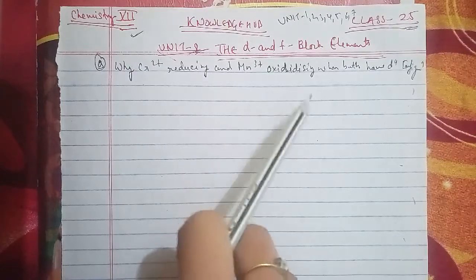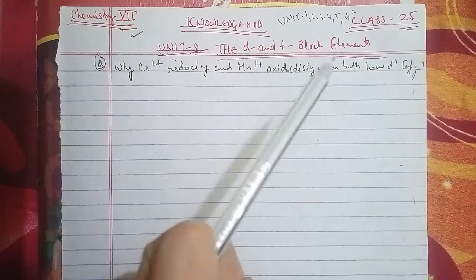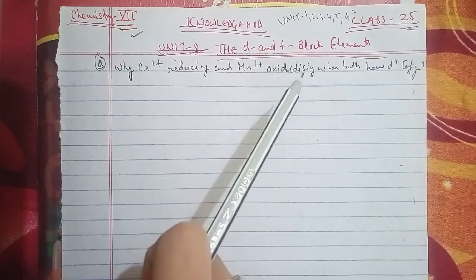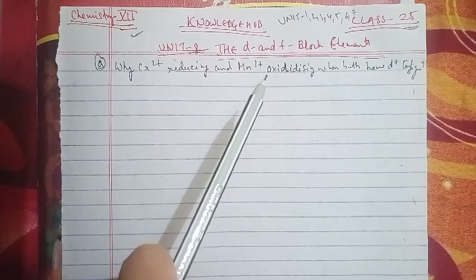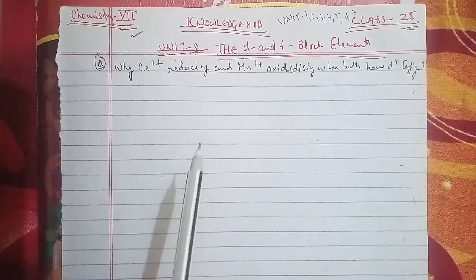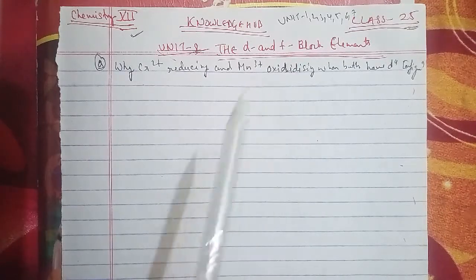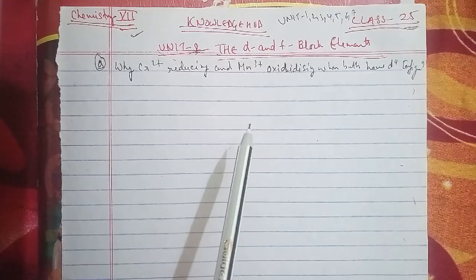So here Cr2+ is reducing as its configuration changes from d4 to d3, the latter having a half-filled t2g level, which we have to discuss in Unit 9, in the coming unit. On the other hand, the change from Mn2+ to Mn3+ results in the half-filled d5 configuration, which has extra stability as well.